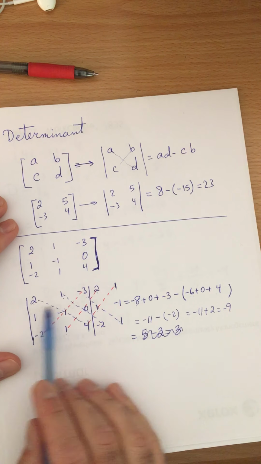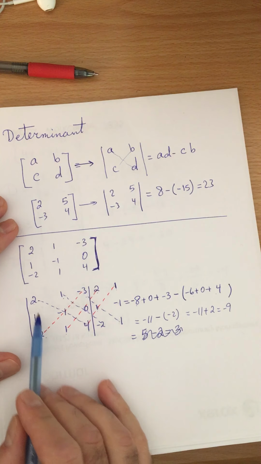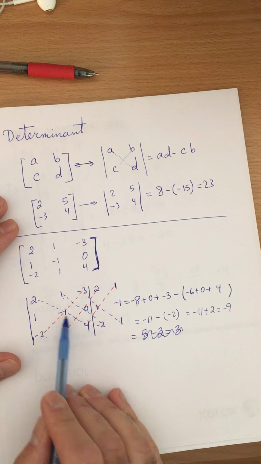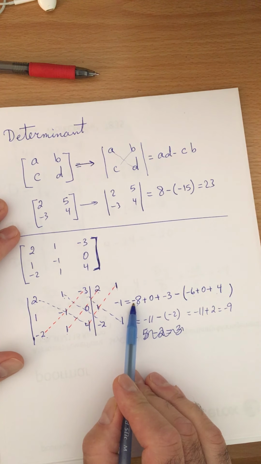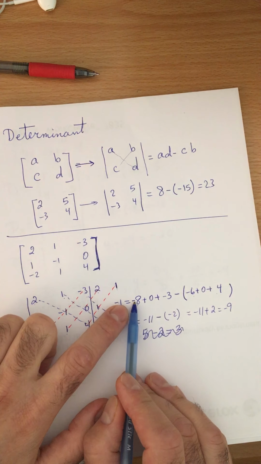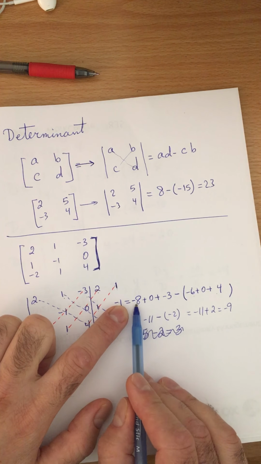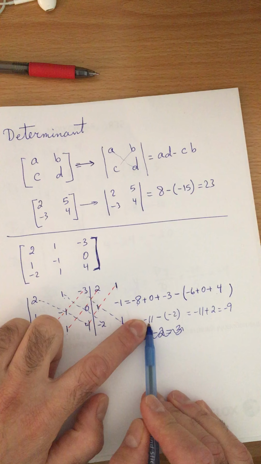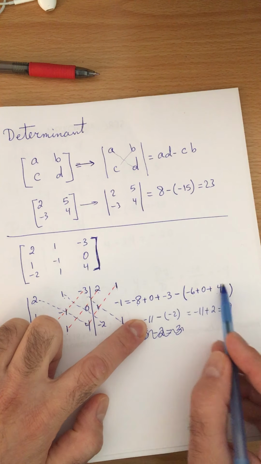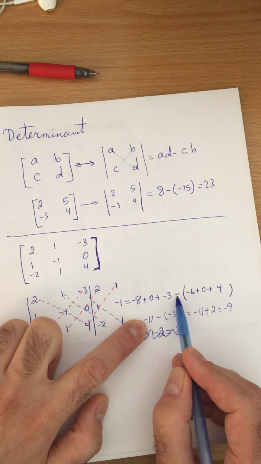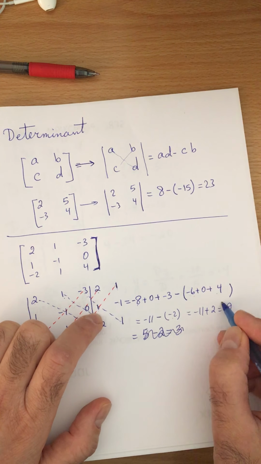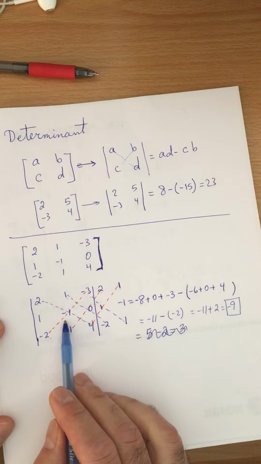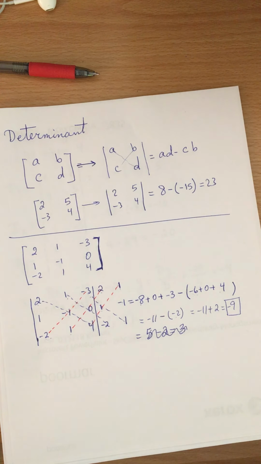You see, my mistake was that 2 times -1 times 4 gives you a -8. I had put a +8 over here, so please fix that in your notes. That's a -8. So -8 minus 3 gives you a -11. And I forgot that this gives you a -2, and a -2 and a minus gives you a +2. So the answer would have been -9 for this example, not +3.